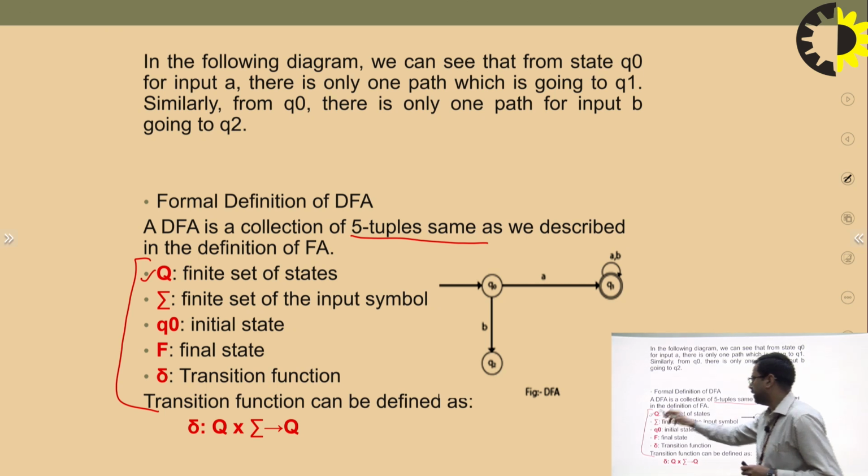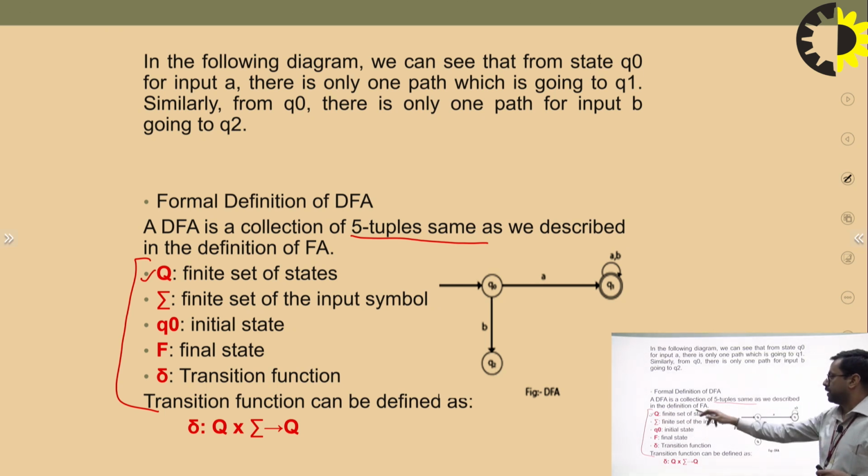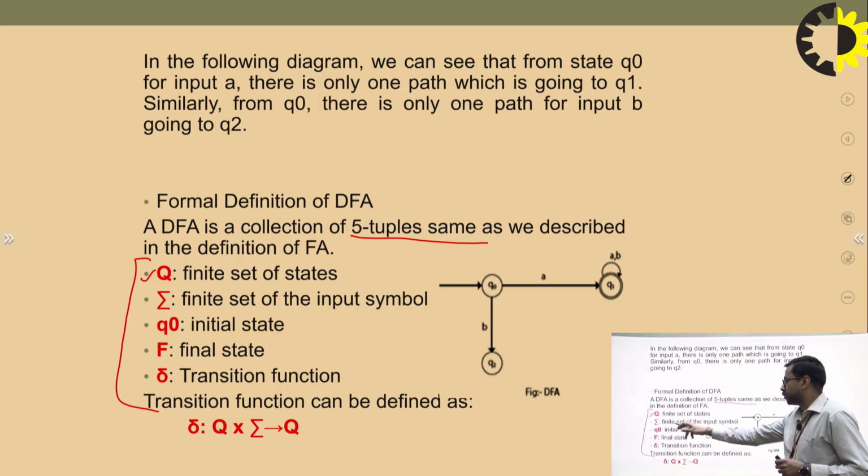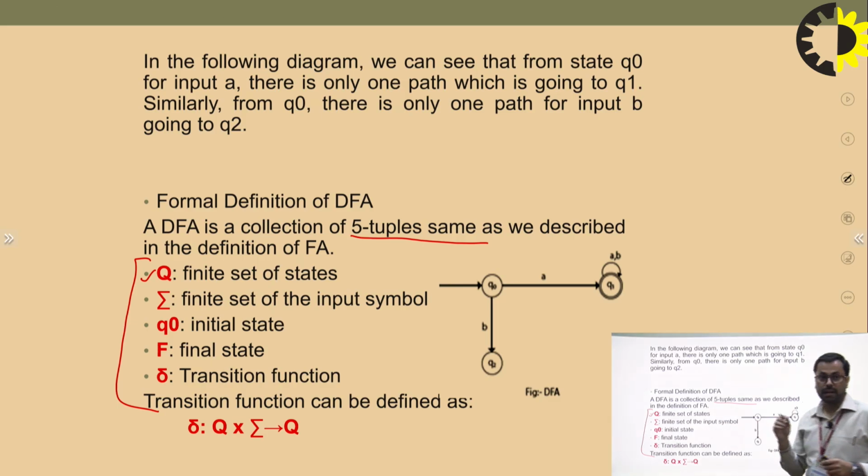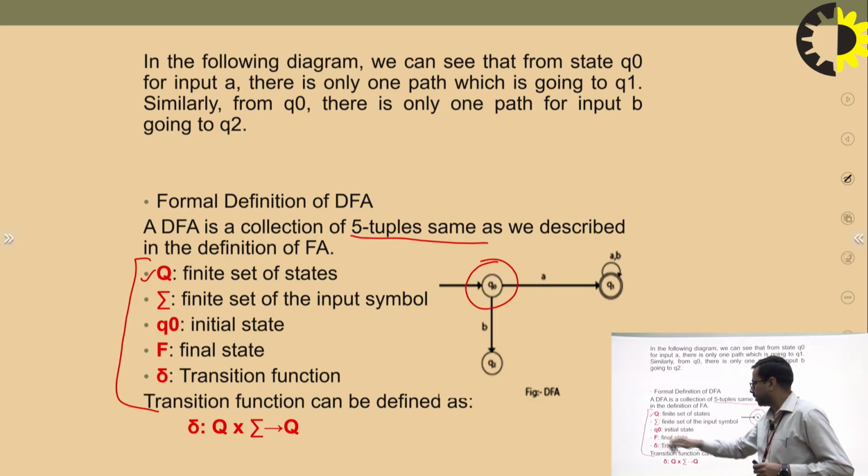That means at least one state should exist in the DFA. It is represented as capital Q, and sigma is the finite set of the input symbols. It should also be a non-empty set of input symbols. That means at least one input symbol should exist in the DFA. Q naught is the initial state. We represent the initial state every time as Q naught, and capital F is the final state.